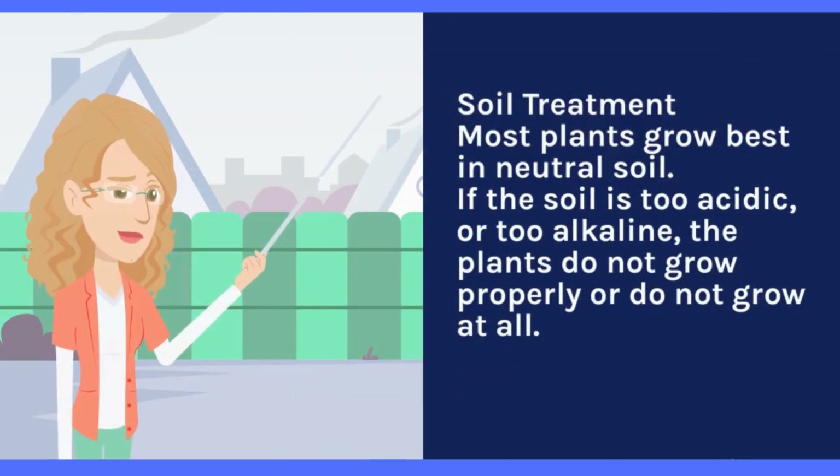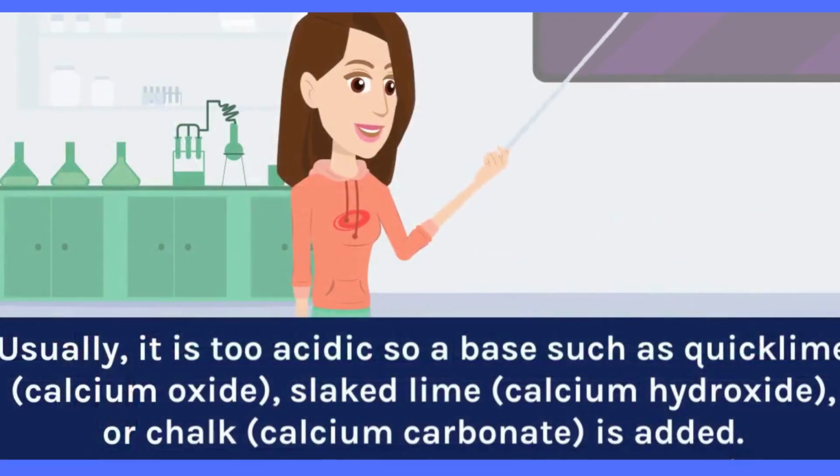Soil treatment. Most plants grow best in neutral soil. If the soil is too acidic or too alkaline, the plants do not grow properly or do not grow at all. Usually, it is too acidic, so a base such as quicklime, calcium oxide, slaked lime, calcium hydroxide, or chalk, calcium carbonate, is added.